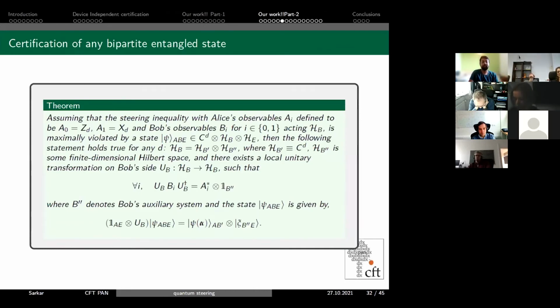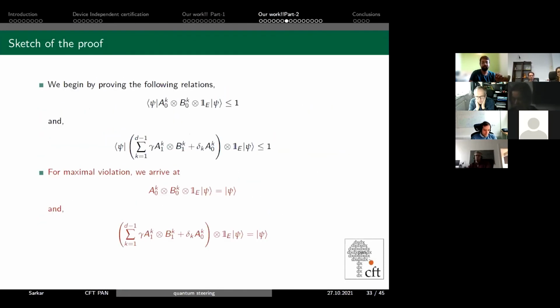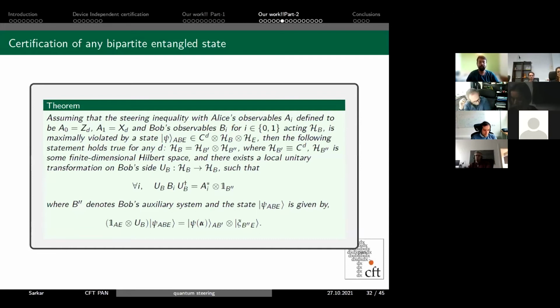Now, one of the main results of this work was to prove this theorem: let's say that the steering inequality is maximally violated, then up to some local unitaries, I can say Bob's measurements are given by this, and the state shared between Alice and Bob is given by the ideal state times some junk state. Here again, we assume that there is some Eve who can be correlated with Alice and Bob, similar to the previous sense: there is some mixed state which is shared with Alice and Bob, and the purification lies with Eve.